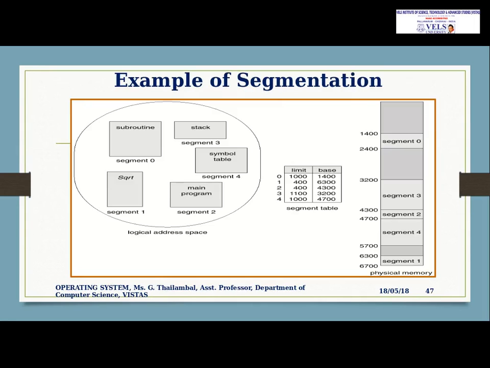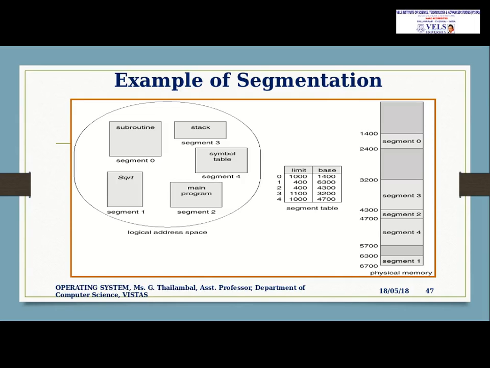So an example of segmentation is given here. There are segments 0, 1, 2, 3, 4 here, and the corresponding limit and base are also here. You can check with the physical memory. The segment 0's base address is 1400. Check there in physical memory. In 1400, segment 0 is there. What is the limit? 1000 lines are there in segment 0. That's why it ends at 2400.